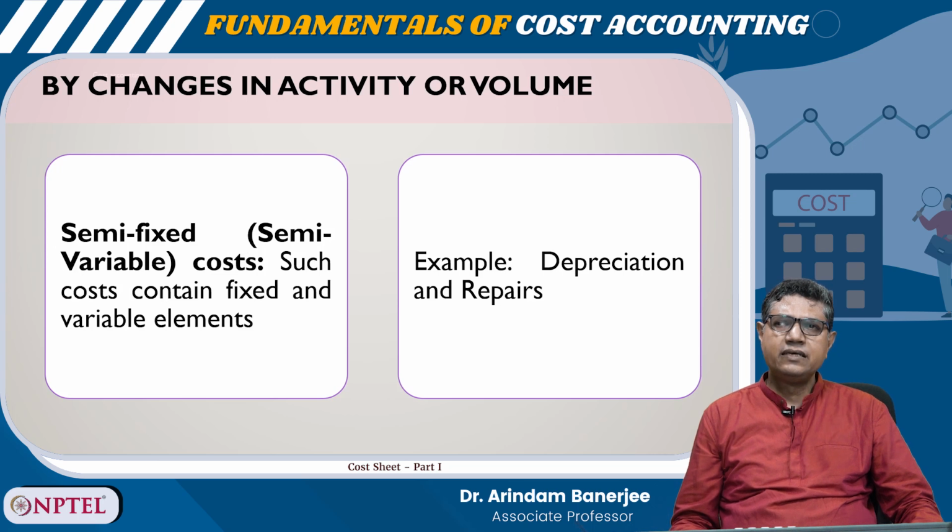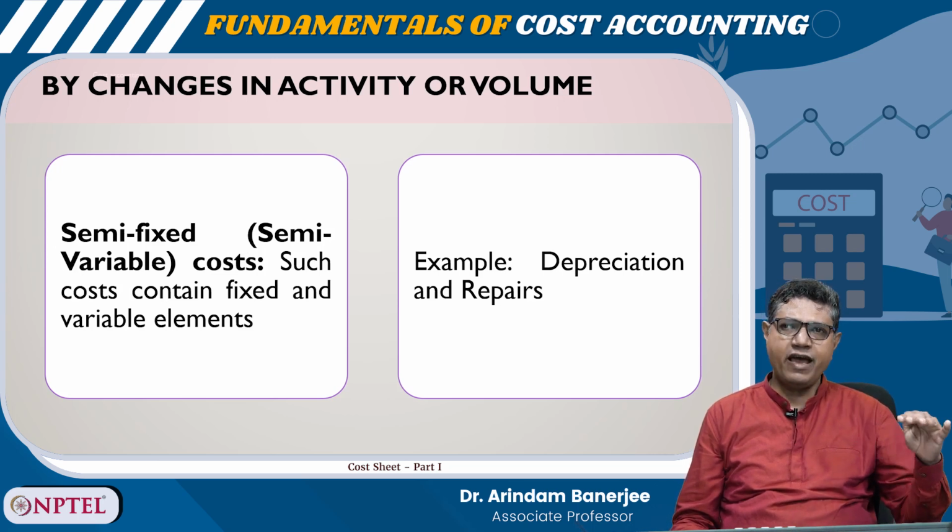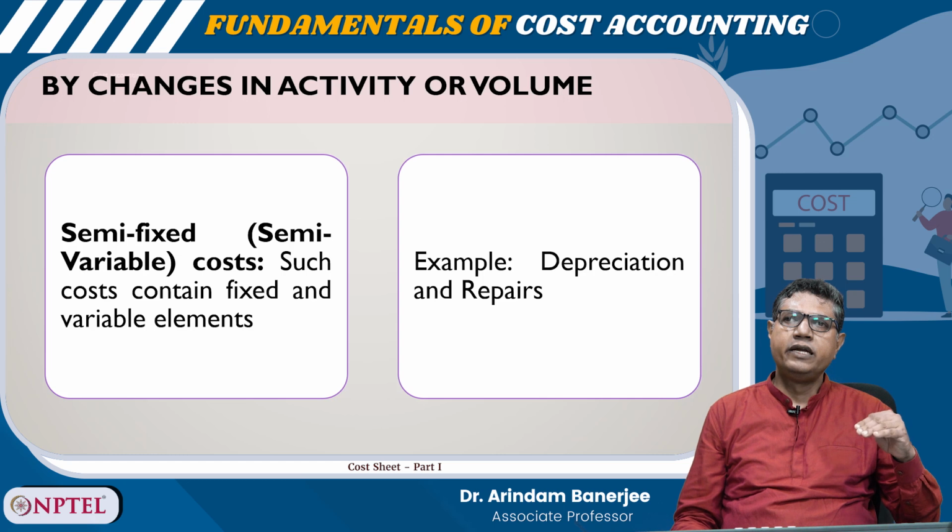Semi-fixed, as I said, that is partly fixed, partly variable, right? So that means this type of costs do not change proportionately. They change with level of production, but the change is not proportionate. So a part of it is actually fixed. For example, depreciation and repairs.